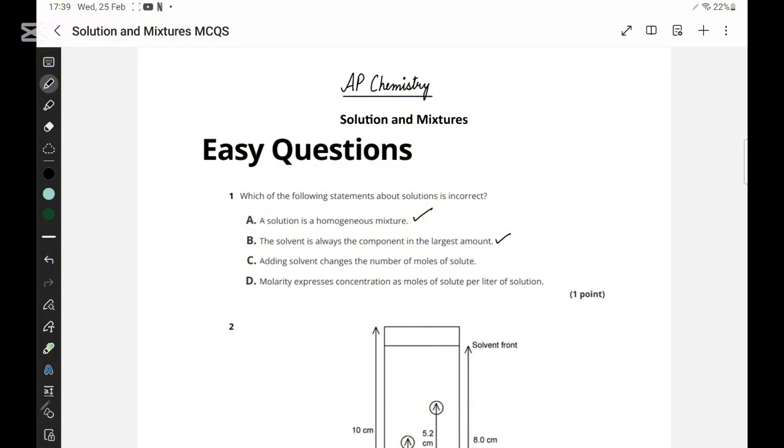Adding solvent changes the number of moles of solute. This is wrong, because if we add solvent, it doesn't change the number of moles of solute. Moles of solute always remain the same. Molarity expresses the concentration as moles per unit liter, so that is molarity. That is also right, so our option is going to be C.